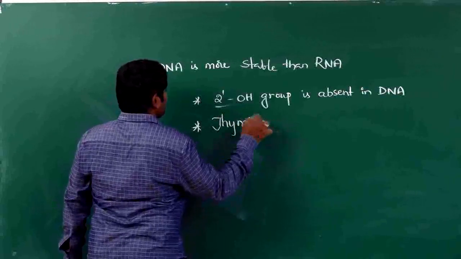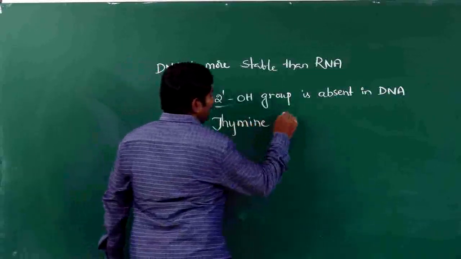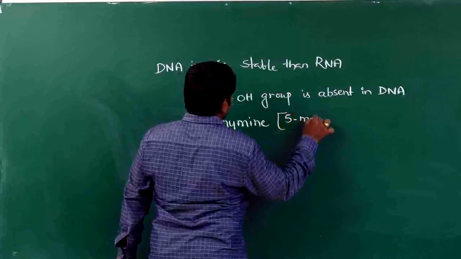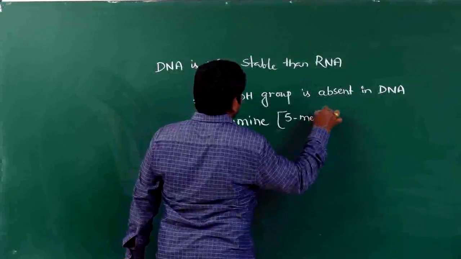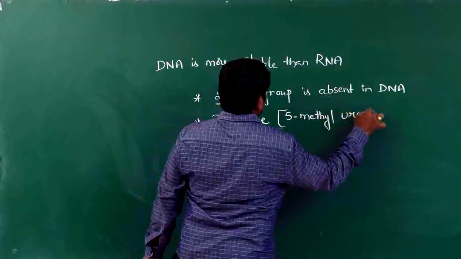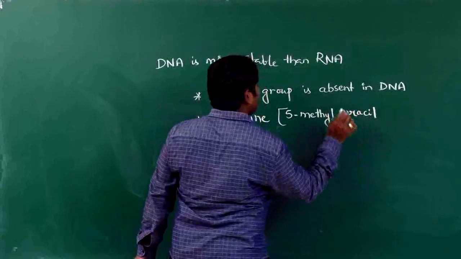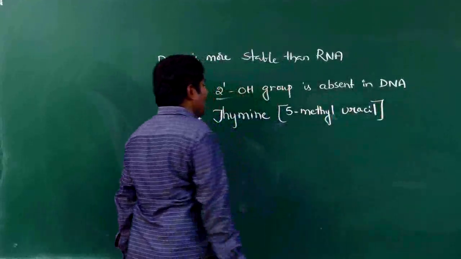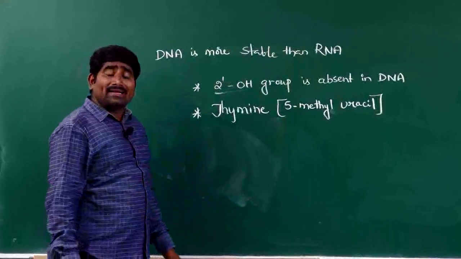And thymine is also called 5-methyl uracil. The 5-methyl uracil, and it is a better nucleic base.